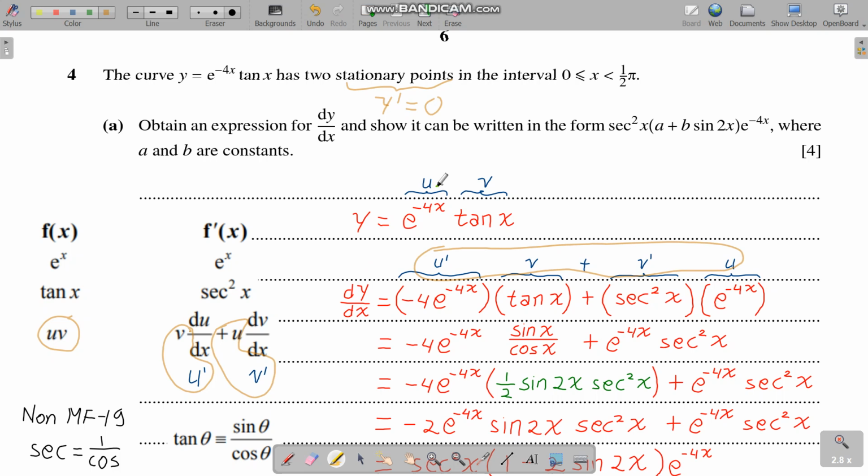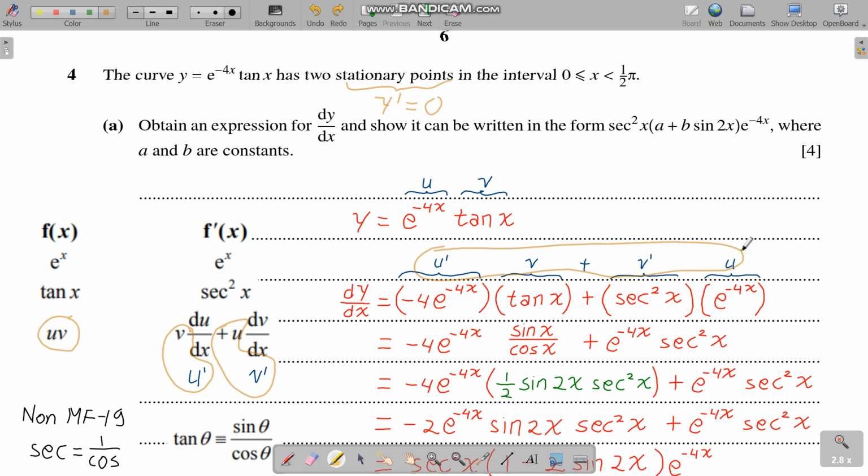If u is e to the minus 4x, the u prime would be exactly the same thing, e to the minus 4x, but multiplied by minus 4 because of the chain rule. The derivative of minus 4x is minus 4. For v, just rewrite it. Now for the v prime, according to MF19, we get secant squared. So that's the v prime. The u is just the same, just rewrite.